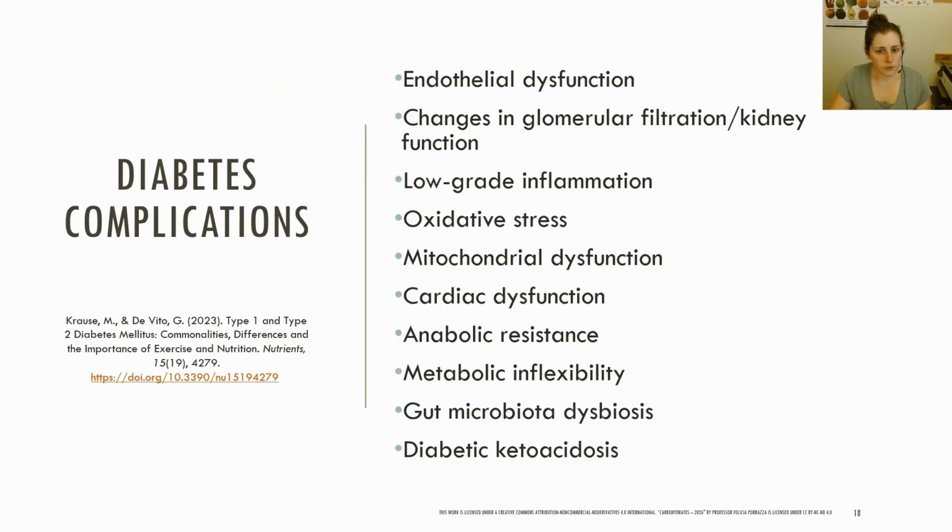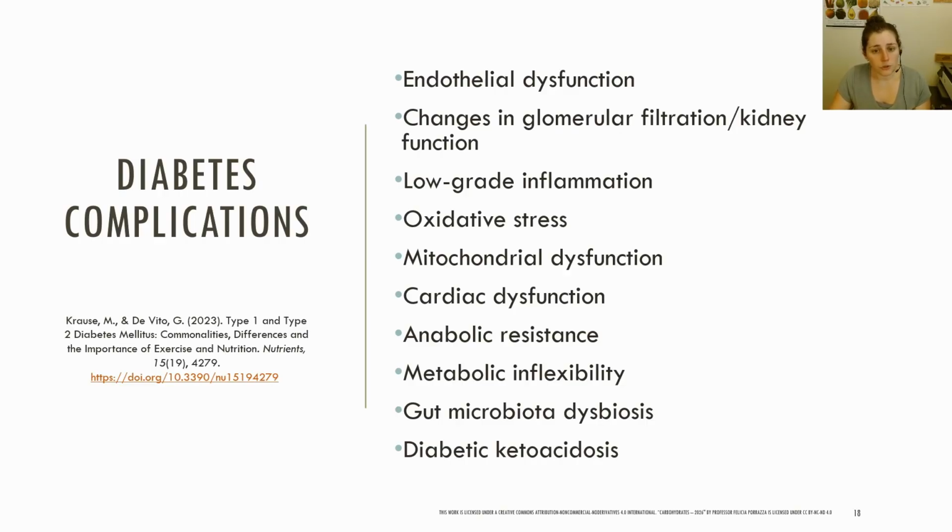Individuals with type 1 and type 2 diabetes share several cardiometabolic complications, such as endothelial dysfunction, changes in glomerular filtration/kidney function, low-grade inflammation, oxidative stress, blood coagulation, mitochondrial dysfunction, cardiac dysfunction, anabolic resistance, metabolic inflexibility, and gut microbiota dysbiosis. The complications of type 2 diabetes result from long-term exposure to high blood glucose or hyperglycemia. Essentially, hyperglycemia causes damage to the heart, blood vessels, kidneys, eyes, and nerves, increasing the risk of heart disease and stroke, kidney failure, blindness, and nerve dysfunction.